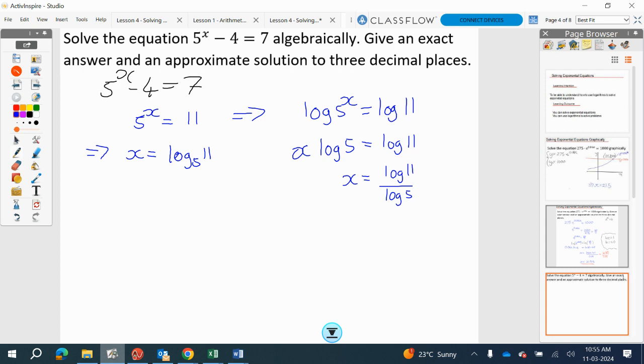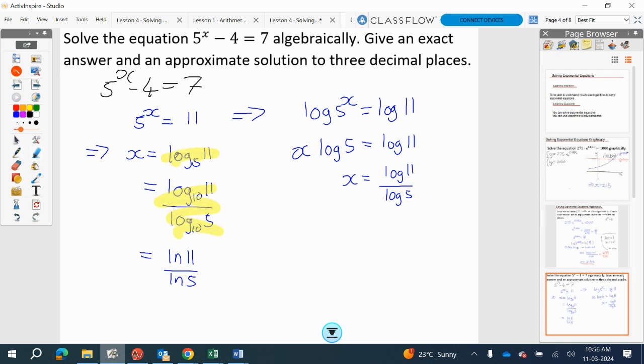Could you just use the change of base formula on the left? Come on, give me a chance. That's my next one. All right, so here I'm in base 5, so we can use the change of base at this particular point to rewrite this as log base 10 of 11 over log base 10 of 5. In fact, we could change it to ln 11 over ln 5. So all of these are the correct answer to this question in simplest possible form.